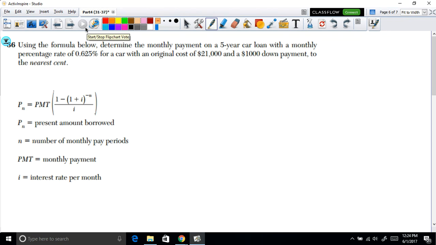Now here, in question 36, this problem looks a little bit intimidating, but all we have to do here is notice the first statement says using the formula below. So before we even start looking at the actual problem, we've already been told what to do here. Let's just use the formula below.